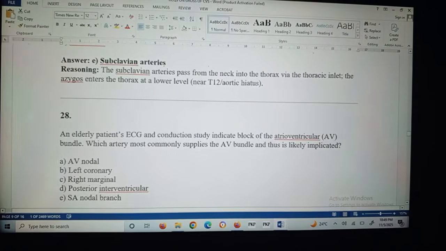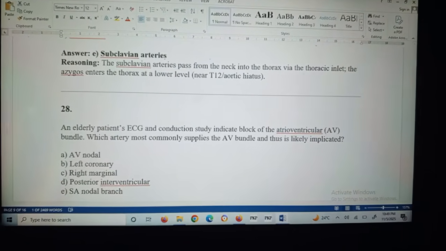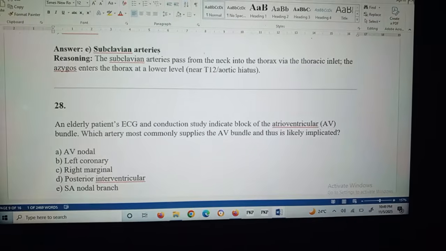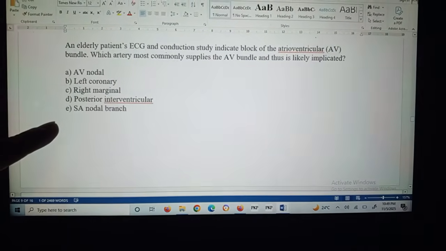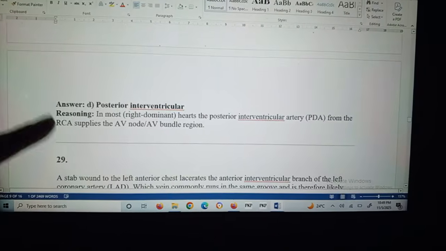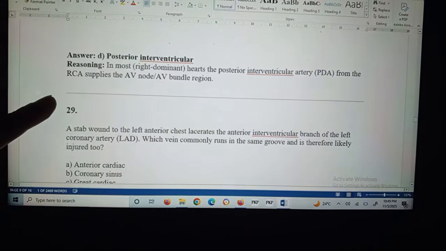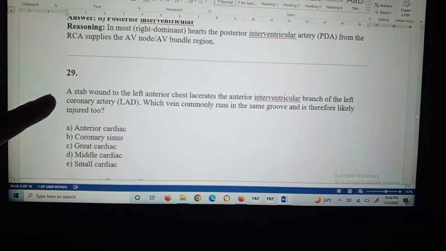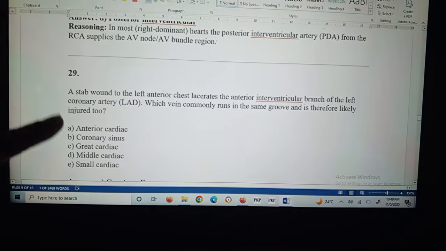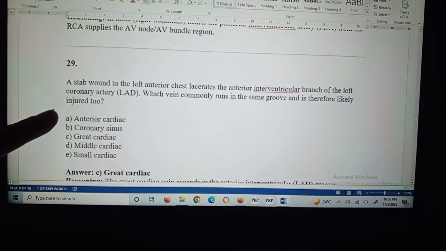Question number 28. An elderly patient's ECG and conduction study indicate block of the AV bundle. Which artery most commonly supplies the AV bundle and thus is likely implicated? Posterior interventricular artery. In most right dominant hearts, the posterior interventricular artery, PDA, from the right coronary artery supplies the AV node and AV bundle region.